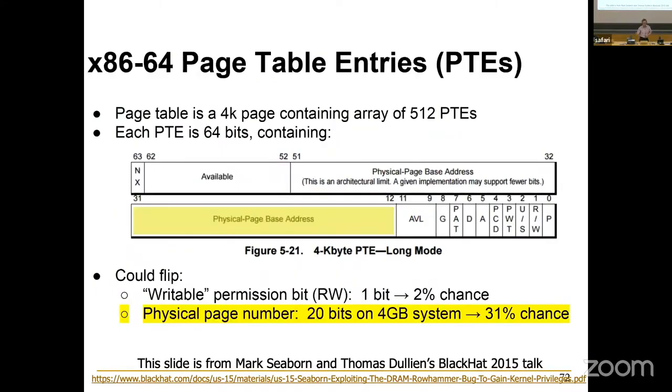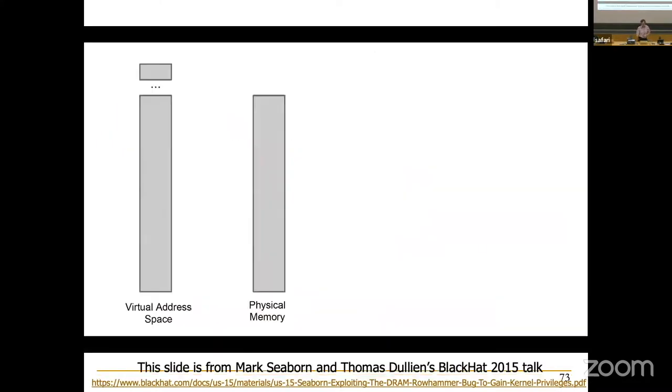So this is the page table entry that they exploited. Basically, it has 64 bits over here. And they basically say if they target this read-write bit, the chance of a bit flip landing there is low, right? Basically, the chance is 2%, because that's 1 out of 64. Whereas if they target the physical page base address, which is the physical page number, essentially it's 20 bits. So you get a 31% chance to be successful to have a bit flip over there. So it's a probabilistic attack in the end. And these are, again, their slides. You can watch their talk as well. So let's see what they did, basically.